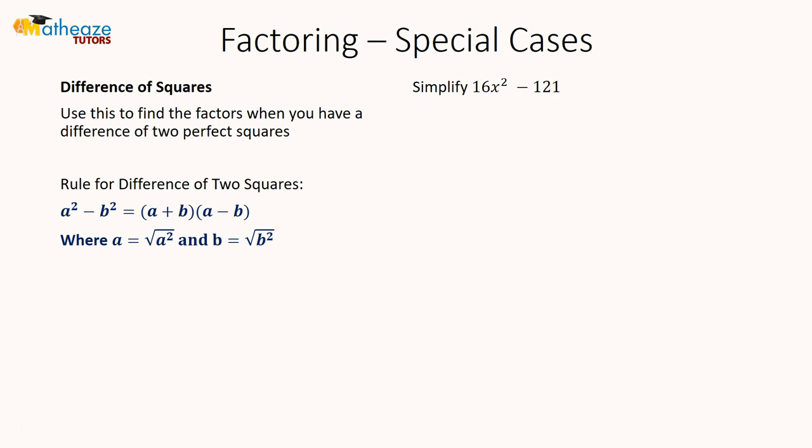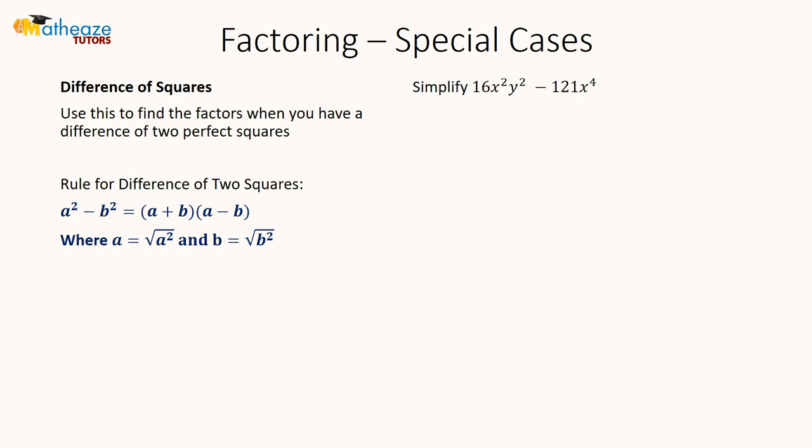16x squared minus 121. Let's take the square root of this and the square root of this. So we have (4x plus 11)(4x minus 11). So that's the rule.